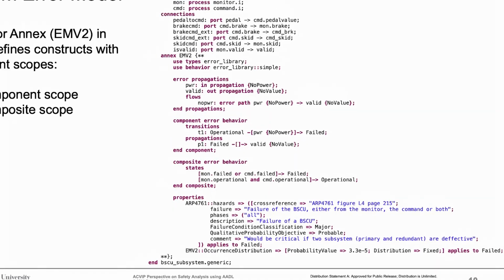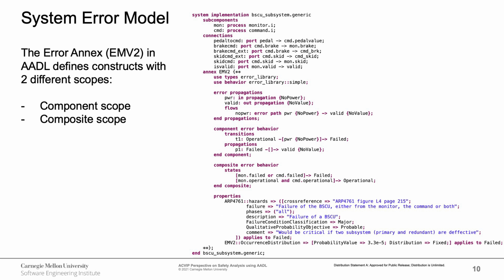Composite scope means that errors are propagated into different components. For example, the error will propagate out of one of the interface ports to all of those components receiving output from that port. In our code on the right, we can see that if either monitor or command process fails, the BSCU subsystem changes its state to failed. This means that subsystem error state depends on a composition of component error models.